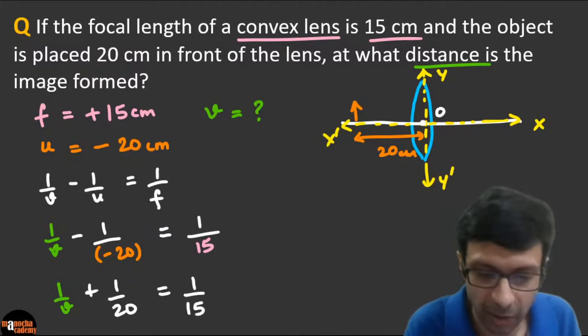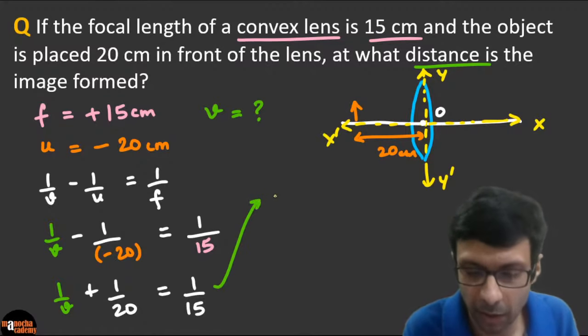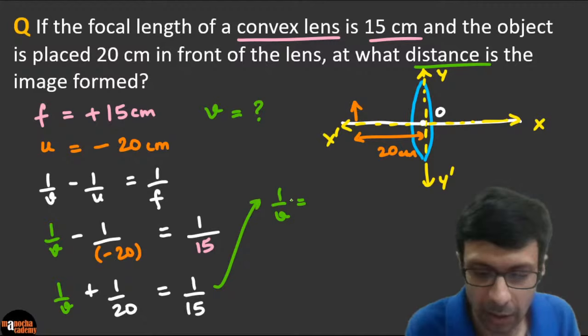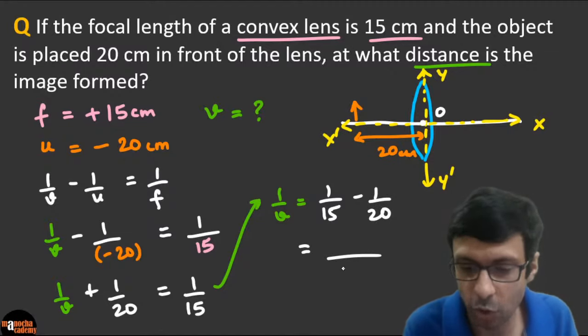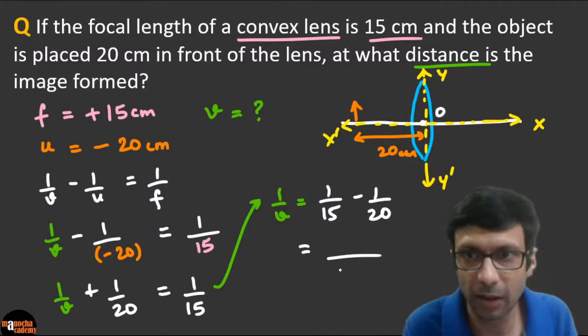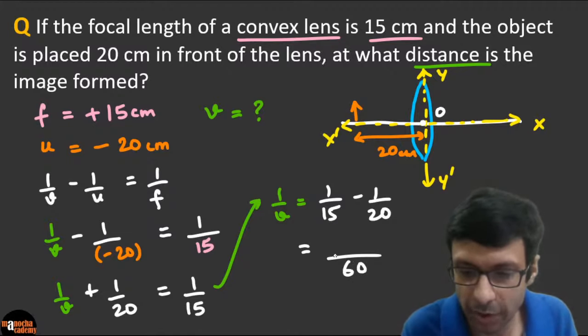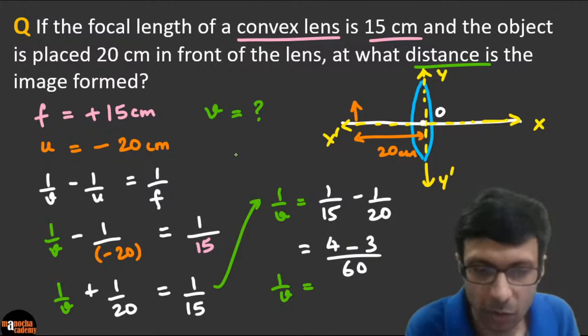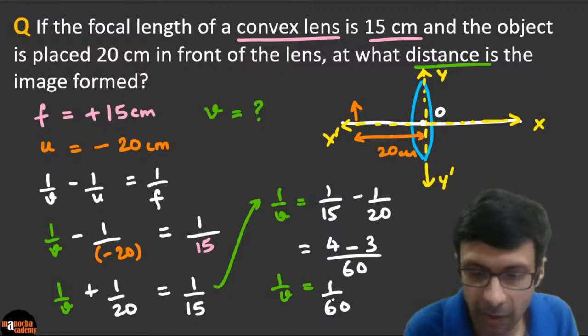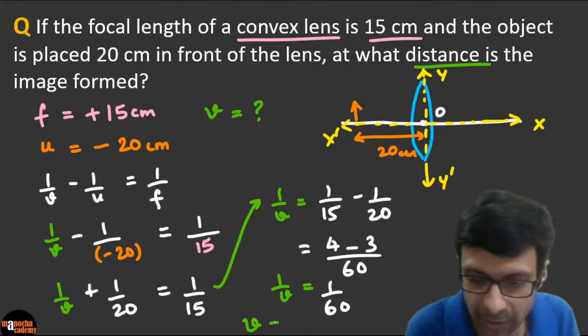So therefore, what are we getting? 1 by V. So from here, what do you get? 1 by V equals 1 by 15 minus 1 by 20, right? So guys, if you take the LCM, what are you going to get? The LCM of 20 and 15 is 60. And what is this going to work out to be? 4 minus 3 is what I'm getting. Are you guys getting that? 4 minus 3. So 1 by V is 1 by 60. Okay. So 1 by V equals 1 by 60. Therefore, V is 60 centimeters is the answer. Plus 60, right?